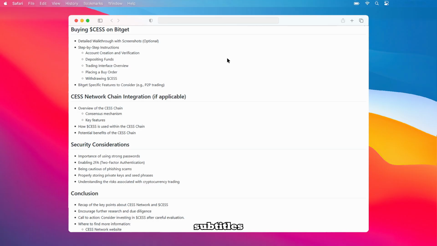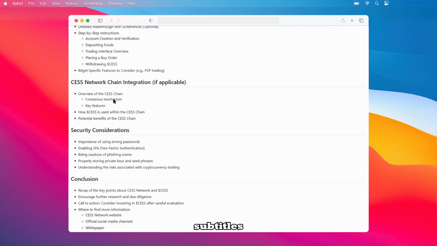If applicable, it's important to understand the CESS network chain integration. This includes an overview of the CESS chain itself, focusing on its consensus mechanism and key features. Consider how the $CESS token is used within the CESS chain and the potential benefits this chain offers to the broader ecosystem.